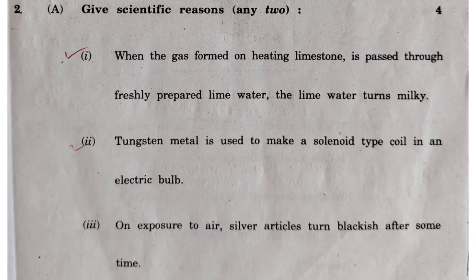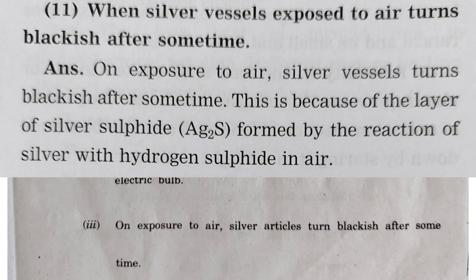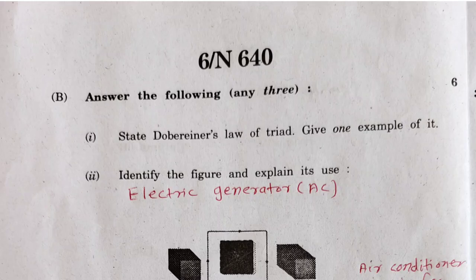Third, on exposure to air, silver articles turn blackish after some time. Answer. On exposure to air, silver vessels turn blackish after some time. This is because of the layer of silver sulfide, Ag2S, formed by the reaction of silver with hydrogen sulfide in air. B. Answer the following, any three.